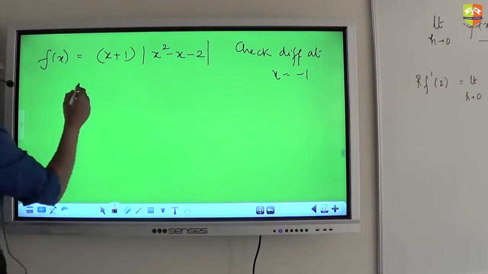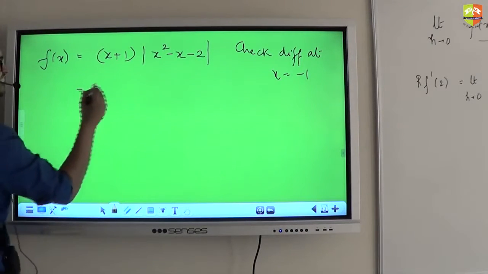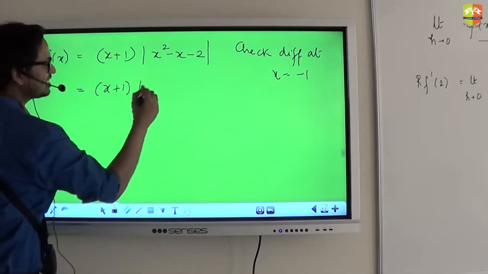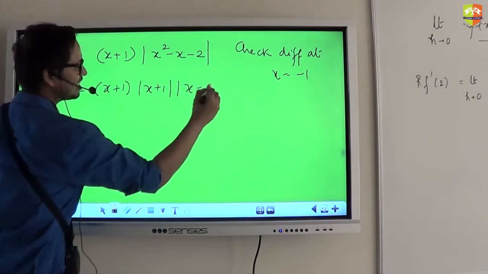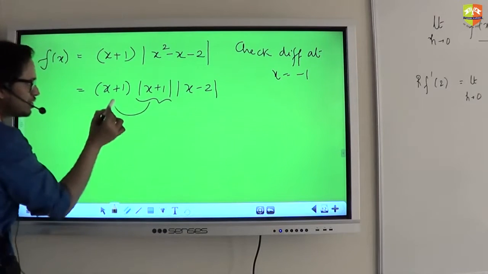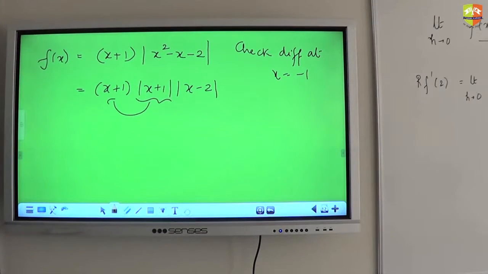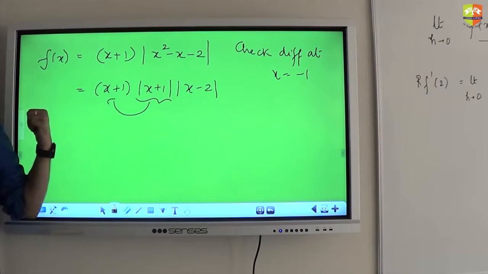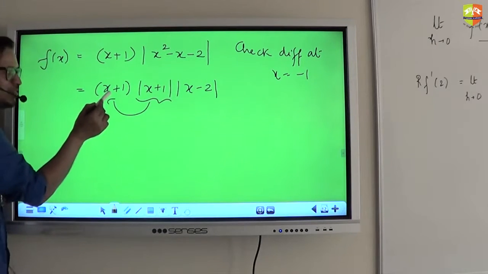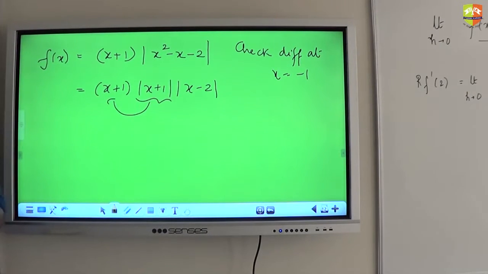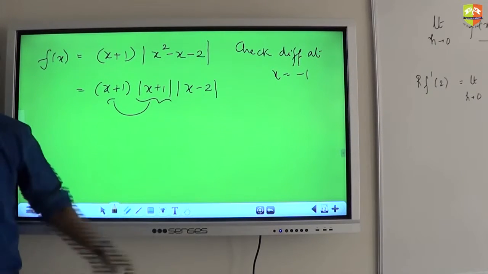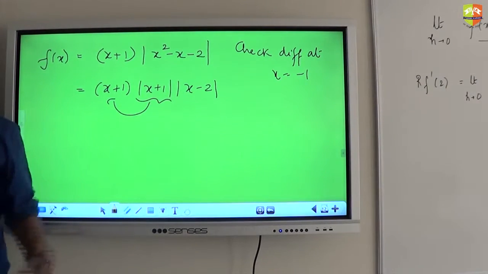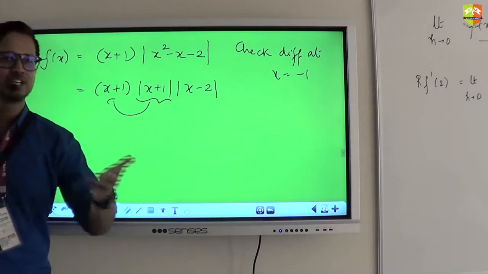You know why? Because when you factorize this, the friend of this is present here to save it. But x minus 2 unfortunately doesn't have a friend outside to save it. So because of the presence of x plus 1, mod of x plus 1 got saved and it became continuous at minus 1 and differentiable at minus 1. But it is not differentiable at 2. This is just by the analysis that we had a little while ago.